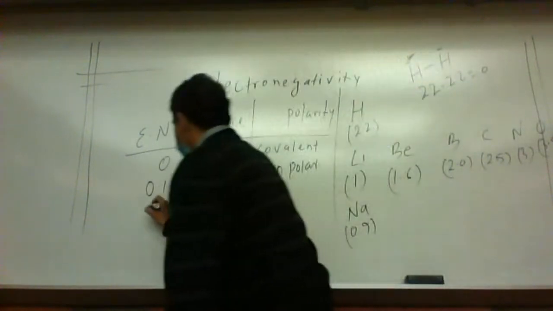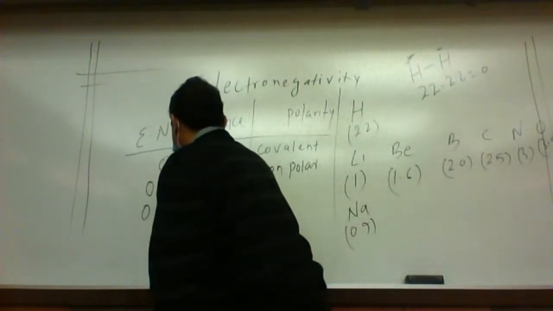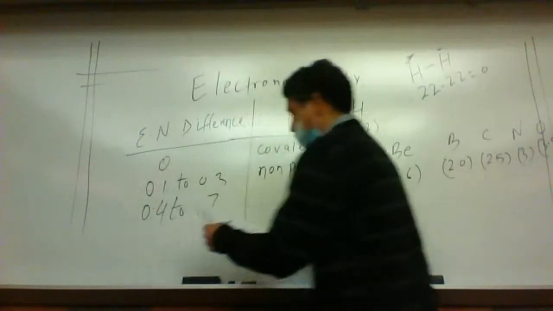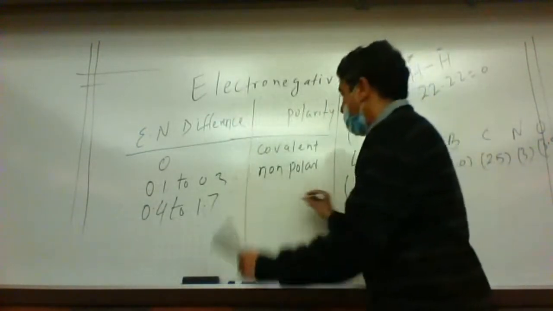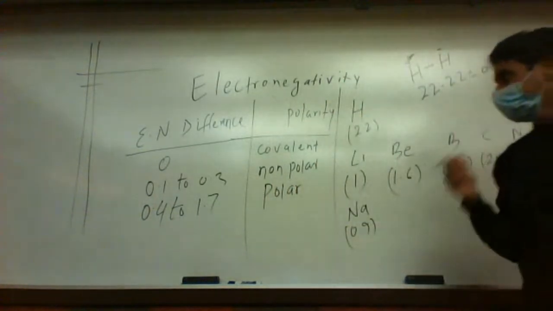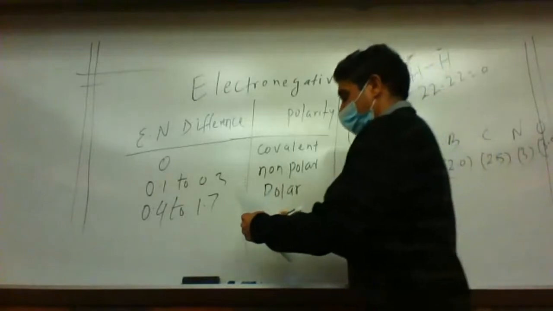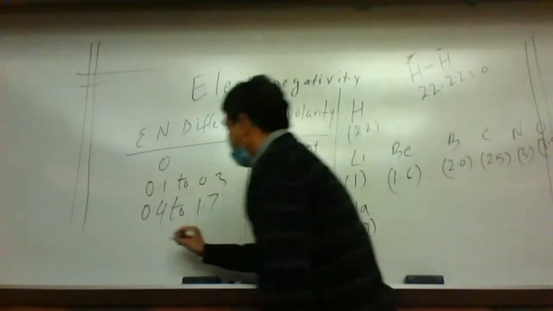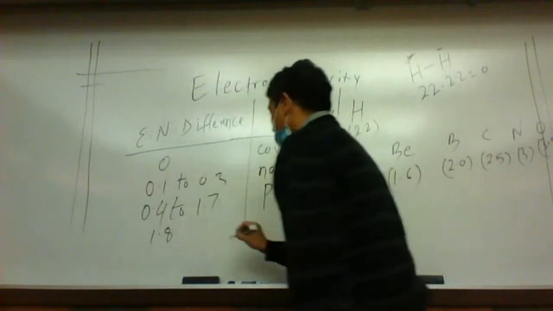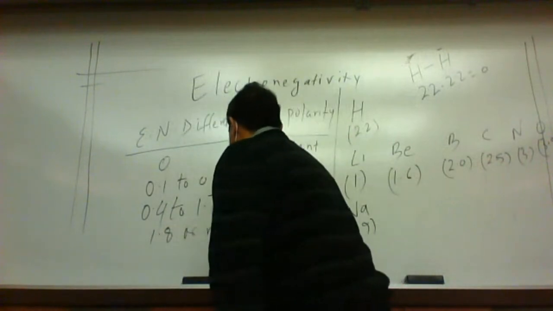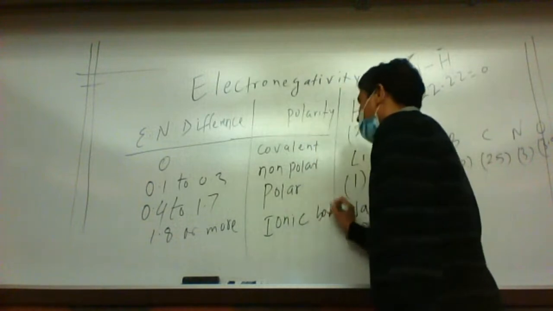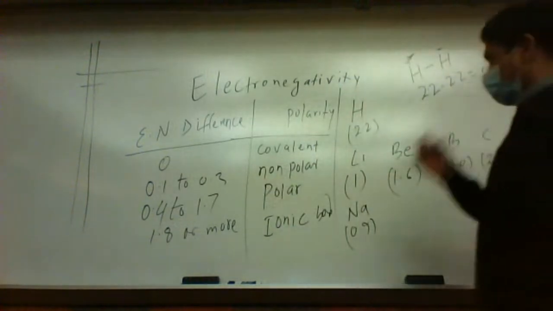Now, a difference of 0.4 to 1.7 indicates that this bond is a polar covalent bond. So we need to write the charge, delta plus and delta minus. And if we have an electronegativity difference of 1.8 or more, it is an ionic bond. So we practice a couple of these things, and then we are good.